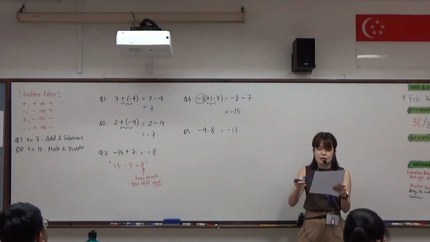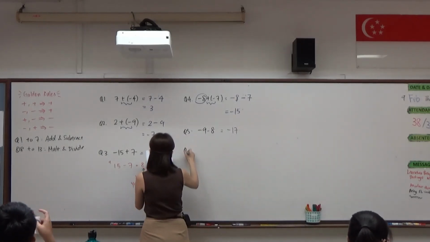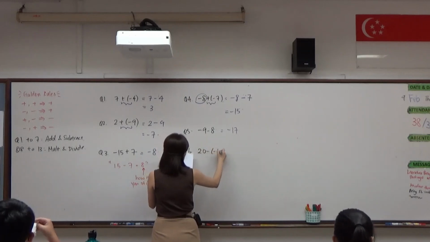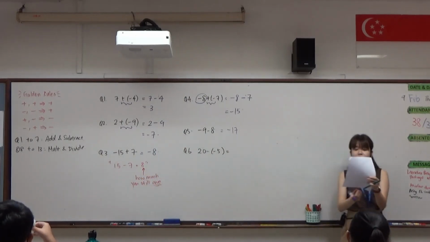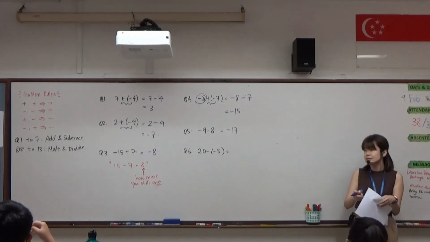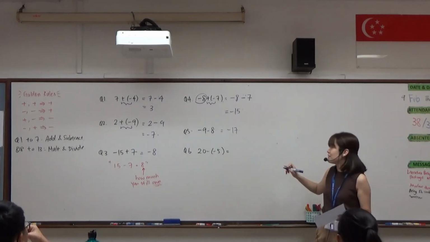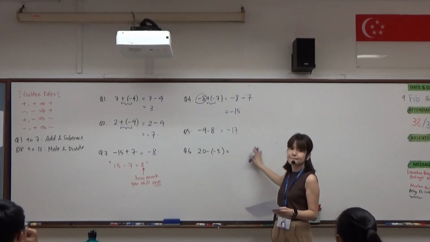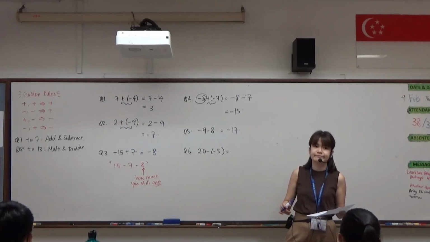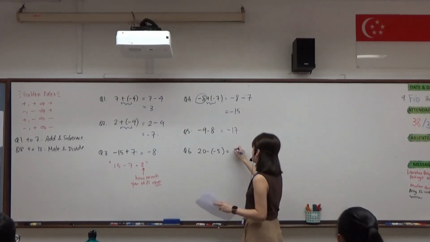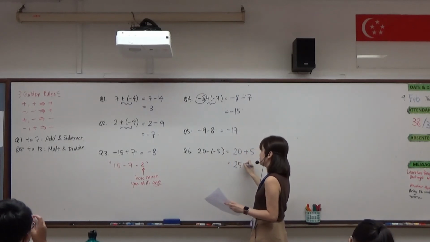Then question 6. Sorry, I marked this early at night, so sometimes I'm a bit wrong. Question 6, we have 20 minus negative 5. Z, what will you get? Next step. 25. 25, how? Why? What's the step? What's the working? Minus and minus equals plus. Very good. So we get 20 plus 5, and then we get 25.